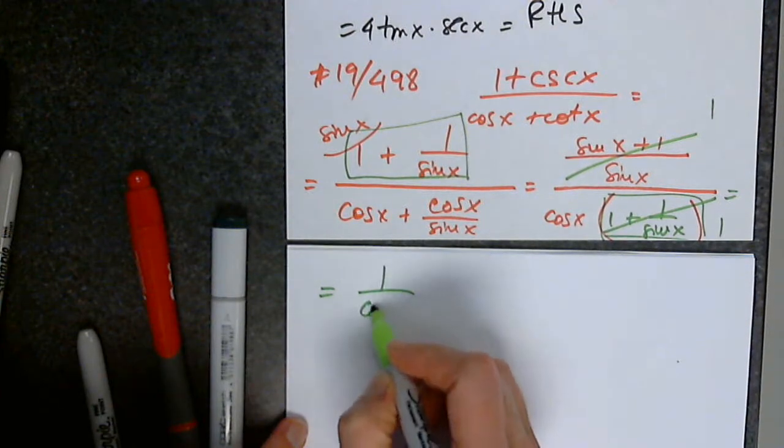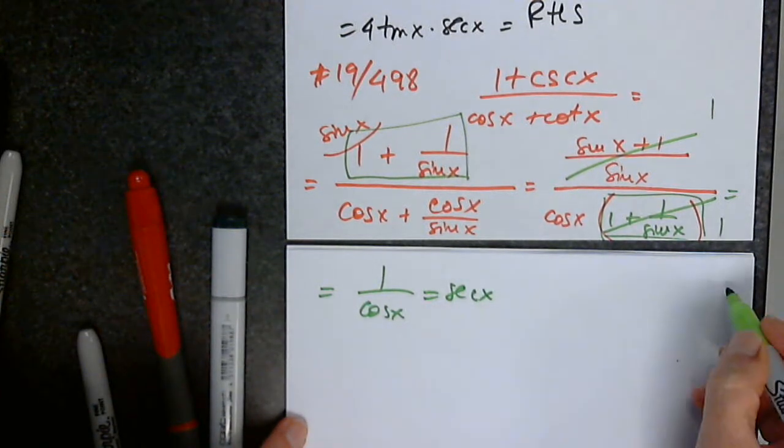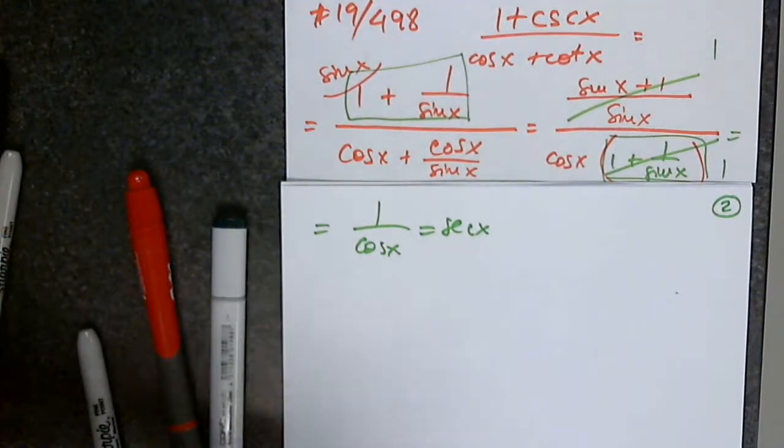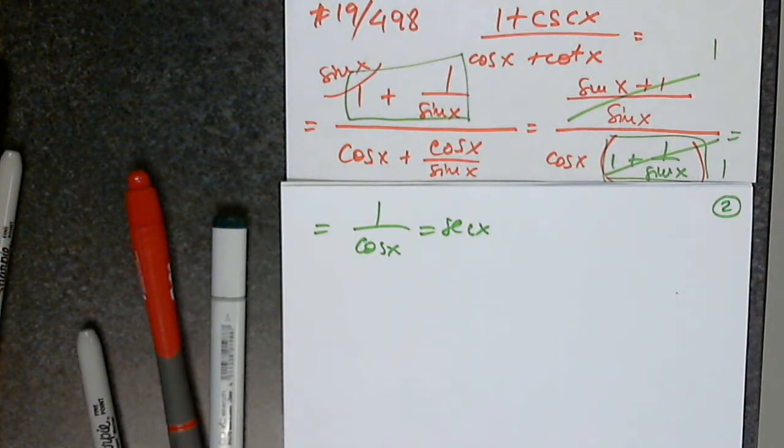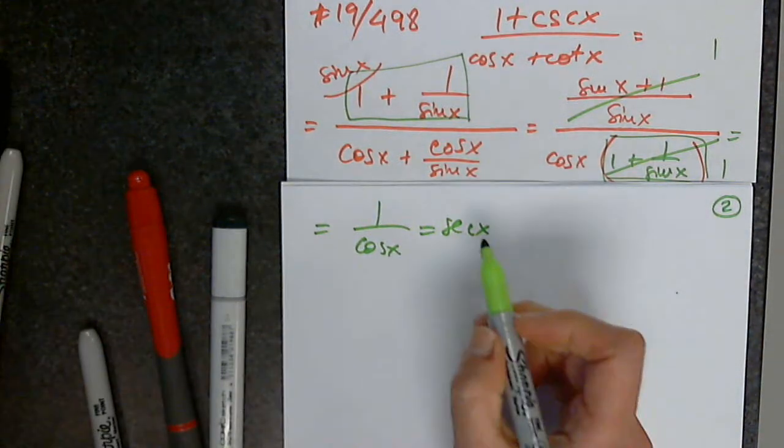Yes. So this is 1 over cosine x, which is secant x. Very good. It's a powerful tool to know. Knowing trigonometry will help you a lot. So this is the simplified form.